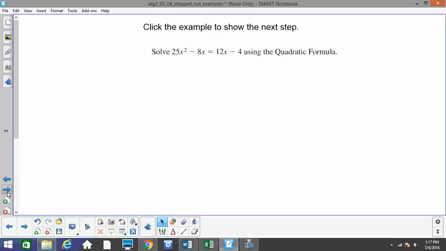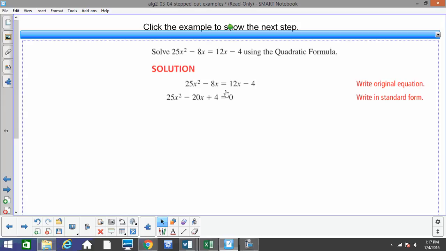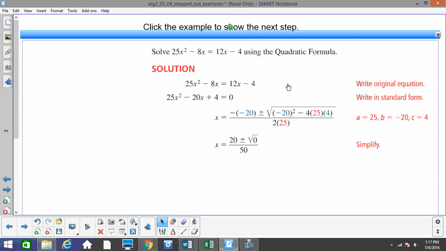All right, this one looks a little bit more complicated, but it's really not. 25x squared minus 8x equals 12x minus 4. Write the original problem. You want to make sure that it's in standard form, so you need to subtract 12x. -8 minus 12 gives you the -20, and you need to add 4. Plug everything in. A is 25, B is -20, C is 4. What's nice on this one is you get 0 underneath that radical. Just one answer, 2/5.